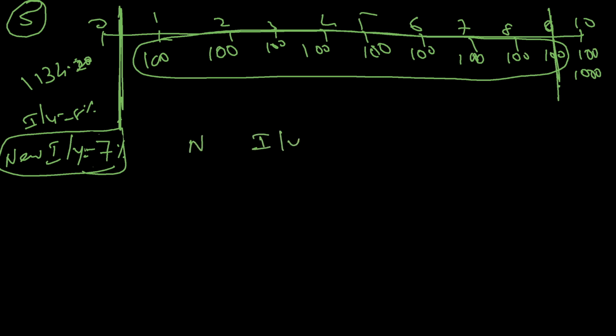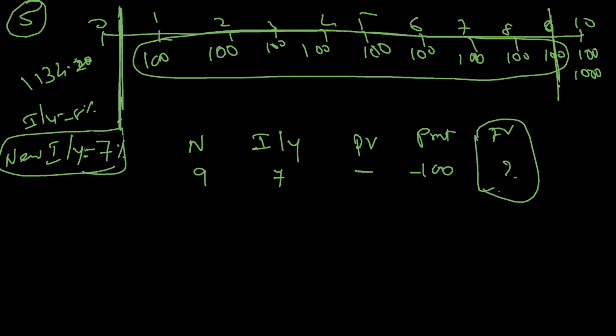So that is N, IY, present value, payment, future value. N is 9, IY is 7 percentage since you are reinvesting at 7 percentage, present value is nothing, payment is minus 100, so what is the future value? So 9 N, 7 IY, minus 100 payment, compute future value, and it comes to 1197.79.